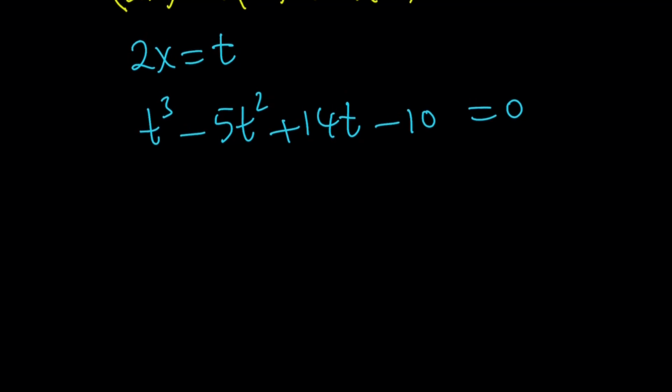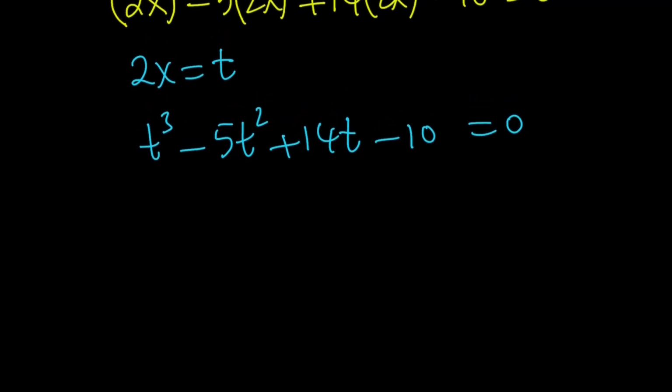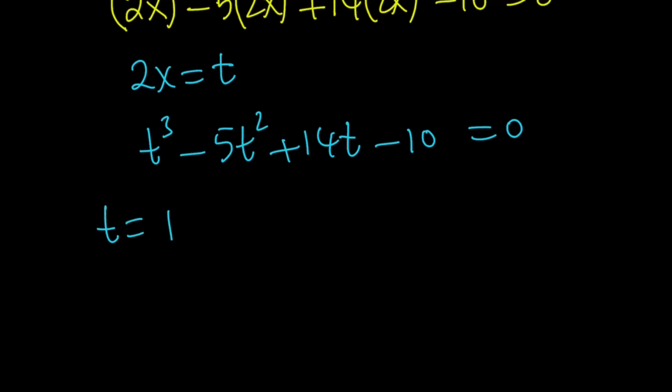Remember, I've been telling you all the time: check the sum of the coefficients. What is 1 plus 14? 15. What is negative 5 plus negative 10? Negative 15. Their sum is 0. Awesome. So t equals 1 is a solution. Beautiful. Well, can I find the other solutions?